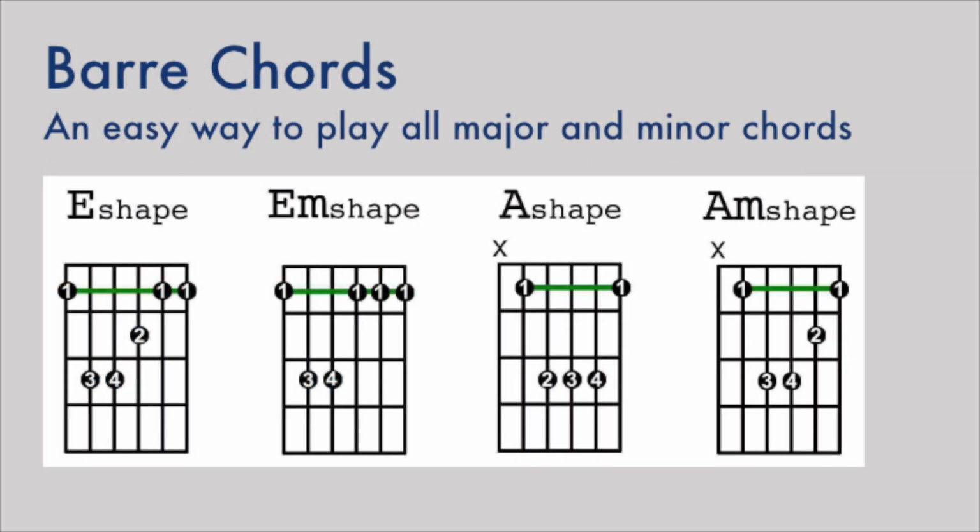Besides the open chord shapes we know, an easy way to play all the 12 major and minor chords is with bar chords. If you know these 4 shapes, you can play all the major and minor chords on 5 or 6 strings. The root note, the lowest note you play on either the low E or A string, determines which chord it is.